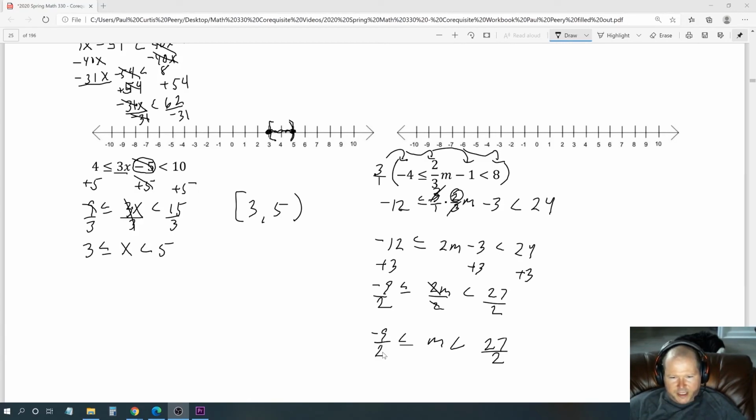Now at this point, you need to graph negative 9 halves on this graph and 27 halves. You probably want to write them as mixed numbers to do that. So, for instance, you would say 2 goes into 9 4 times. 4 times 2 is 8. 8 from 9 is 1, with a remainder of 1. And you write that as a mixed number of 4 and 1 half.